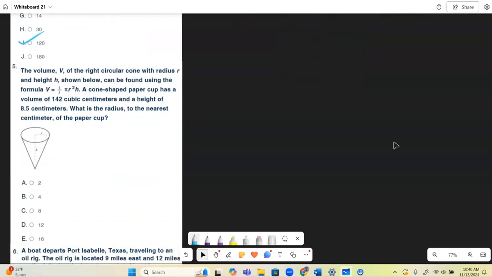Next is a geometry problem. It is asking the volume of the right circular cone. Okay, we can deal with a little bit of geometry here. So let me draw this properly. We have the right circular cone. The volume of the right circular cone with radius r and height h shown below can be found using the formula V equal to 1/3 pi r square h.